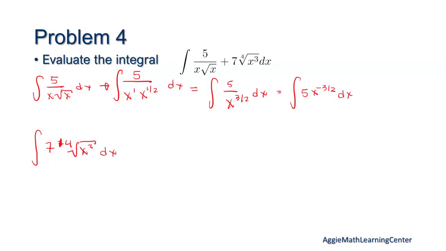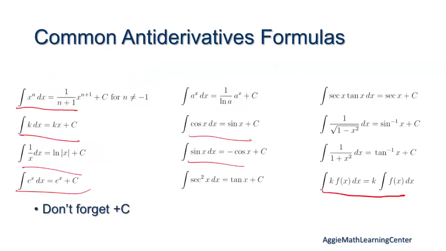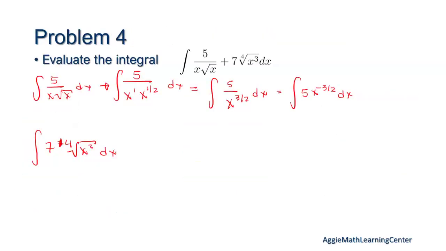Okay, but now we are ready to do it. We have one of these forms that we were talking about before. I'm going to add 1 to the power and then divide by the power. When I add 1 to the power, I go from negative 3/2 to negative 1/2. So I have x to the negative 1/2, and then I need to divide by the power. So I have 5 over negative 1/2.